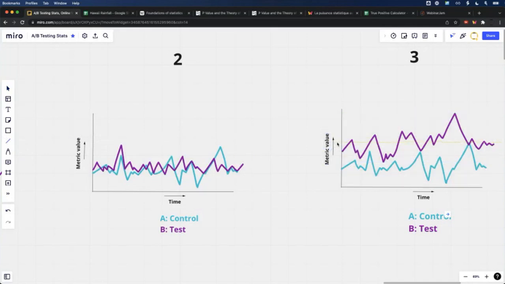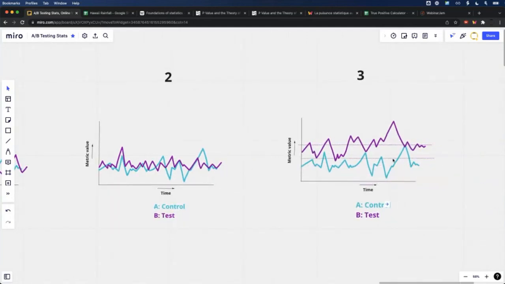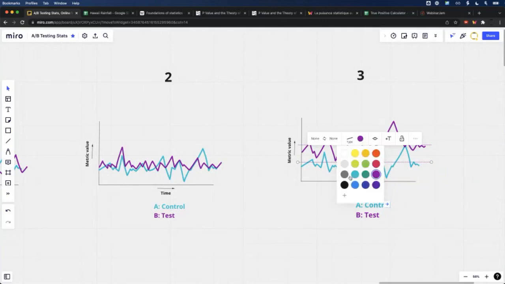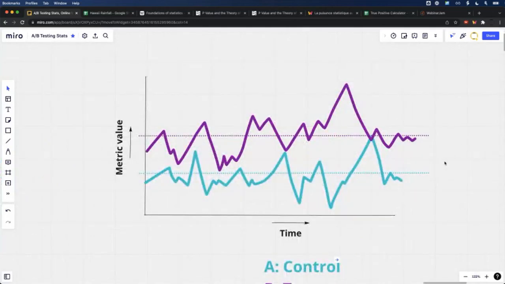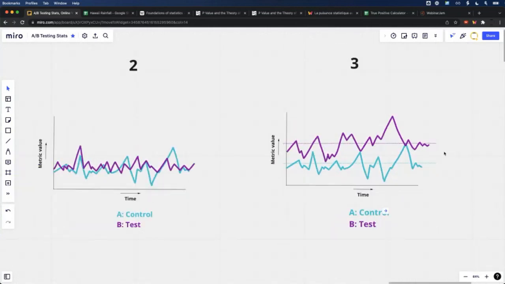So somewhere over here, and we'll just change the color to purple so you can see. So maybe this is the line for this, and maybe this is the line somewhere here for this, and you can see there is a clear separation on these two lines, and say that the purple is clearly the winner, right? Now hold that thought.